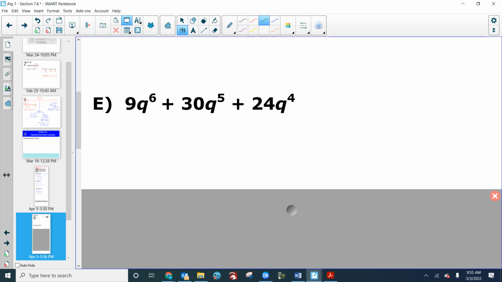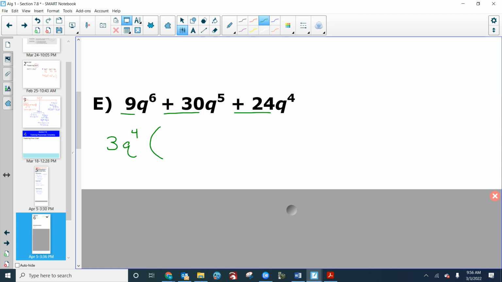All right, let's pull out the GCF. Let's look at the numbers first. I've got 9, I've got positive 30, I've got positive 24. Can I get a 3? Can I get a 6? No. Can I get a 9? Yeah. Does 9 go into 30 evenly? No. So 3. Now go on to the Q's. What's my greatest Q I can take out? Q to the 4th.